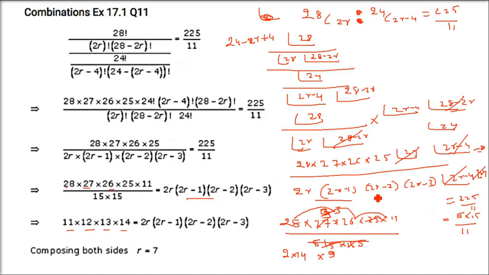So when you equate, you see that the biggest one is what? 2r is the biggest one. And on the left hand side the highest is 14. So you equate 2r with 14. The highest is 2r. Equate 2r with 14 and that is going to be 14. r will be equal to 14 by 2, that is 7. 7 will be the result.